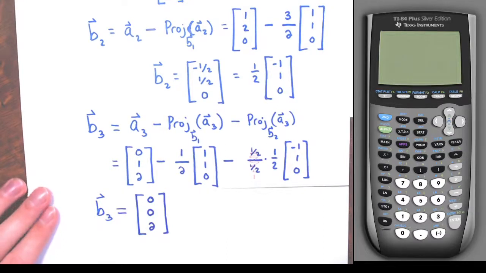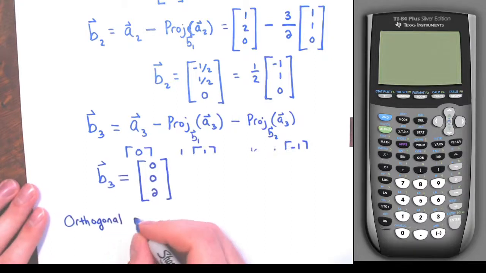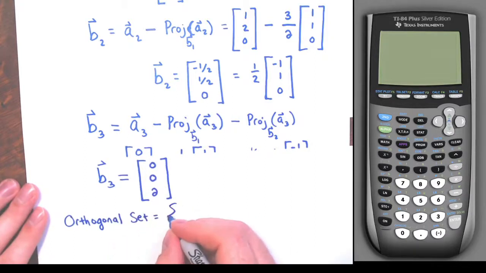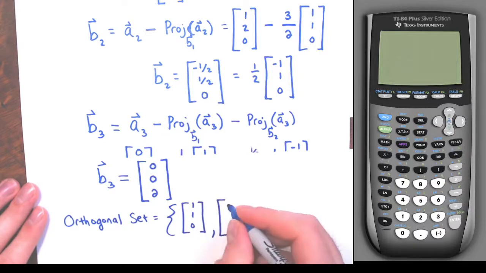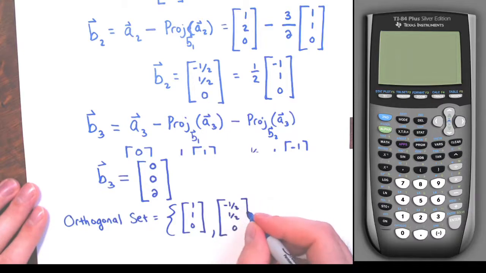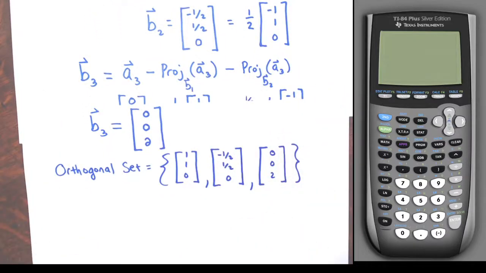Okay, so I have my orthogonal set. We're not done yet. We're trying to make an orthonormal set for the columns of that matrix Q. So my orthogonal set is the set of vectors 1, 1, 0, and then B2 was negative 1/2, 1/2, 0, and then B3, 0, 0, 2. And then all I need to do now is normalize these to make an orthonormal set.